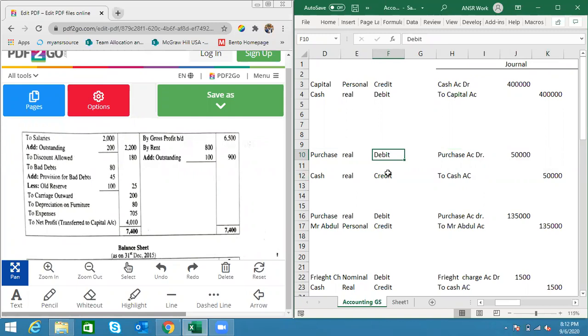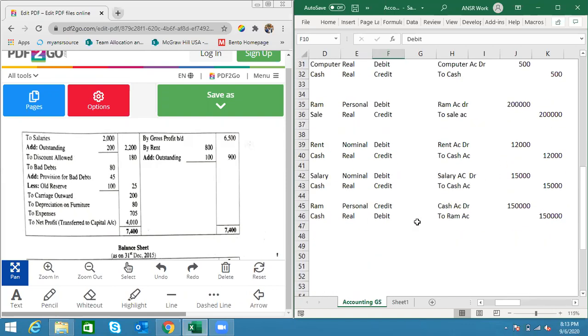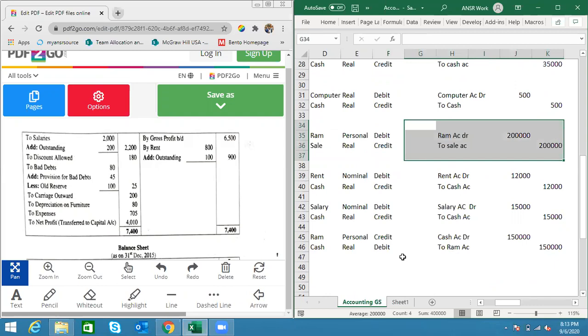And the ultimate result is coming out exactly the same. Even if you take it as a nominal account, it will still be debited. I'll very quickly go to the sales also. The sales entry is here. Sorry, one second. Where is the sales? Yeah, I got it. So the sales entry is here.